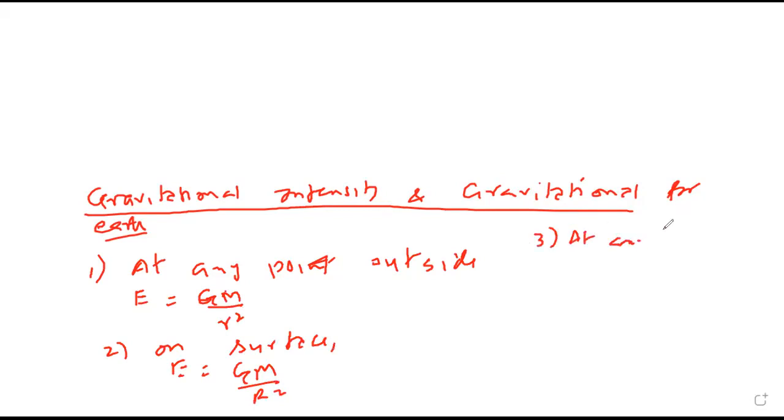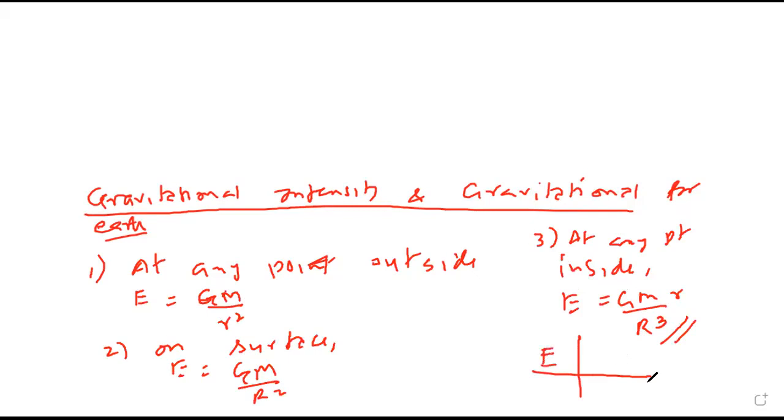At any point inside, Earth is a solid sphere. E is Gm into r upon R cube. So inside it is directly proportional to distance, outside inversely proportional. So if we want to draw a graph of E against r gravitational, it is same like electrostatic this way.